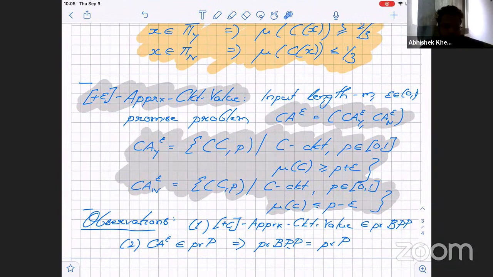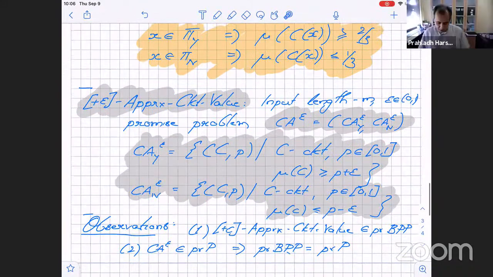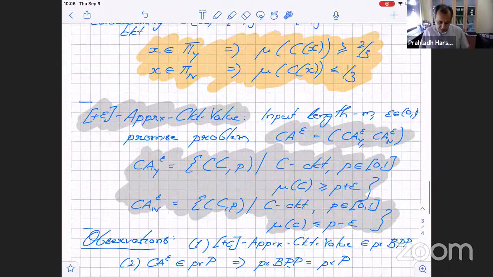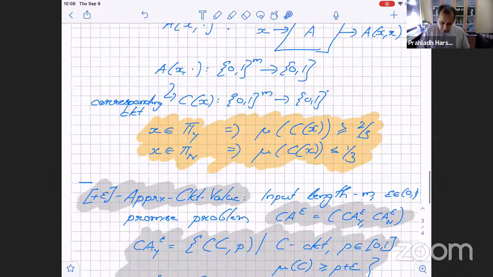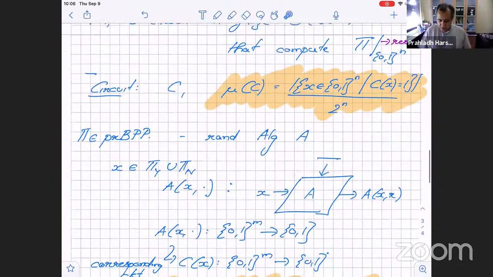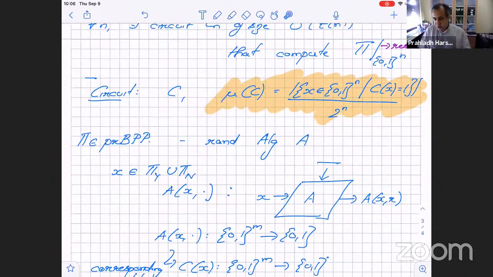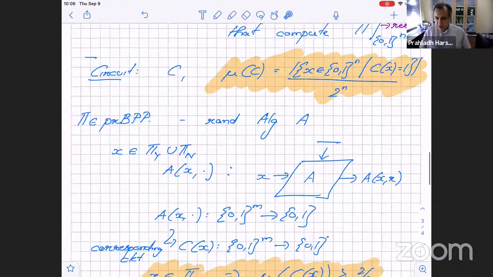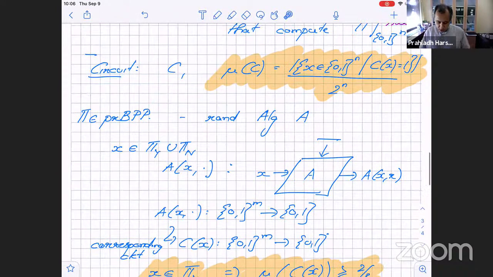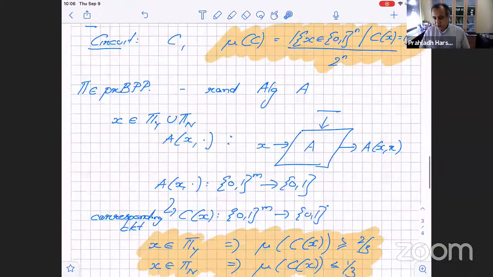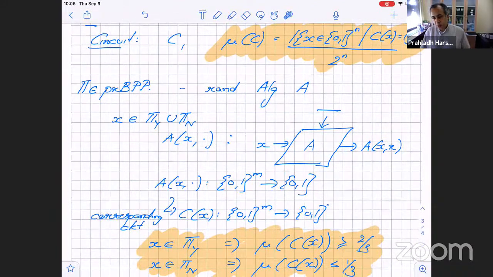This is because of the statement that we said, that if we have a deterministic algorithm, then we can construct circuits. So how would you do this? Suppose I give you some problem in promise BPP. There's an underlying algorithm to it. You have access to this algorithm. From this algorithm, you can compute this circuit C of x. For every input x, you can compute the circuit C of x. And all you need to check is whether mu of C of x is greater than 2/3 or mu of C of x is less than 1/3.